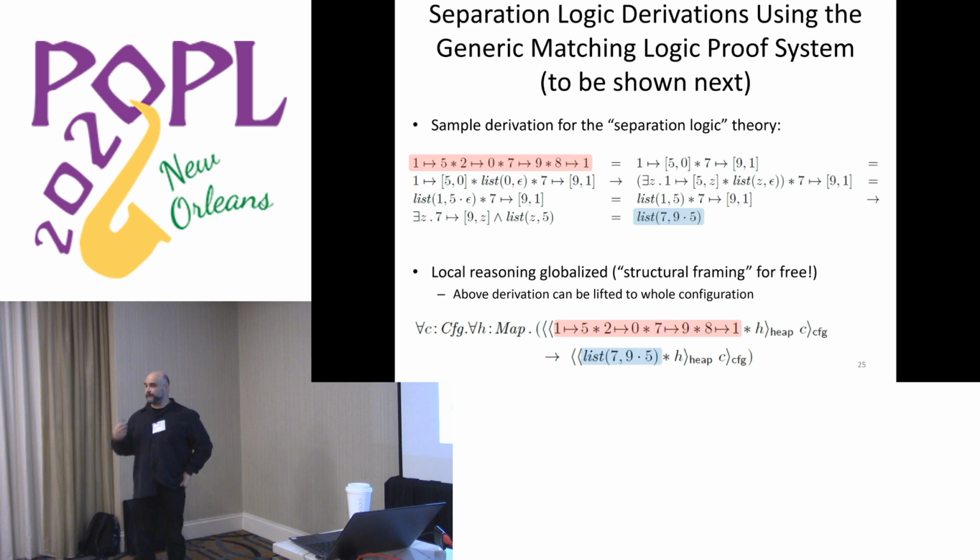Now using the matching logic proof system, which I haven't shown you yet, but I'll show you on the next slide, you can do reasoning like this. You can start with a heap like this, and doing equational reasoning and implication, you get this, so it implies this list. You can think of it in models as a particular heap that matches this pattern. Actually, we don't even call it a predicate. And then framing comes basically for free.